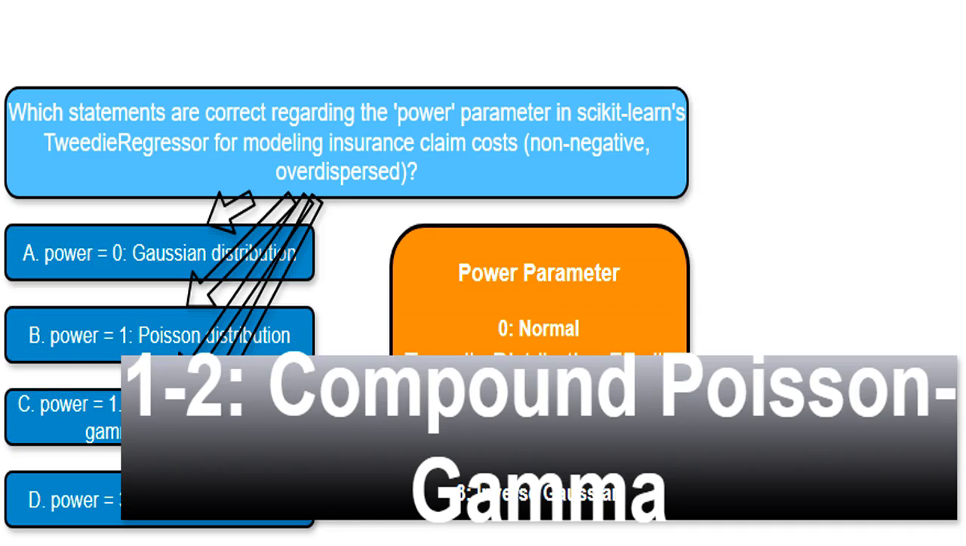Here's where it gets interesting. A power parameter between 1 and 2, inclusive, gives us the compound Poisson gamma distribution. This is especially useful when dealing with count data that is overdispersed, meaning the variance is larger than the mean. This is common in insurance claims, so this distribution could be a great fit.